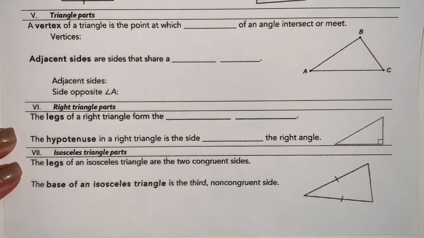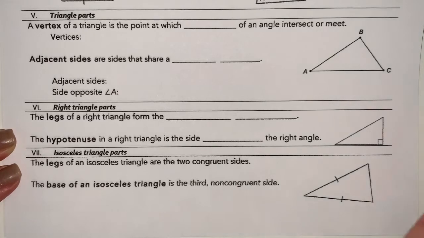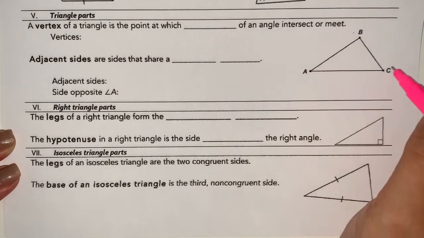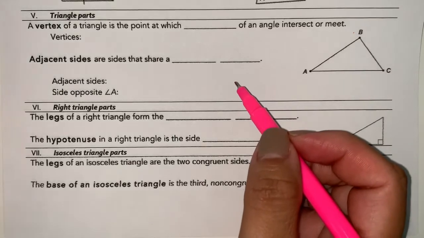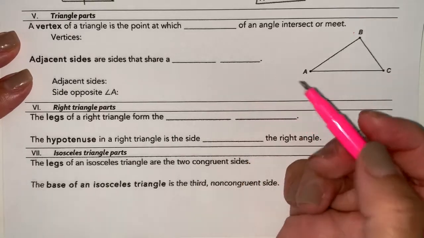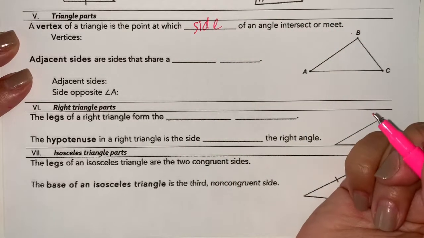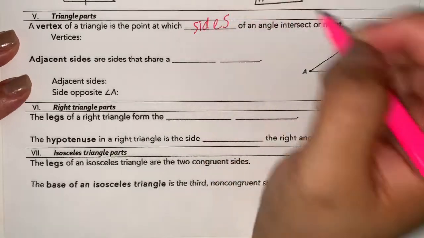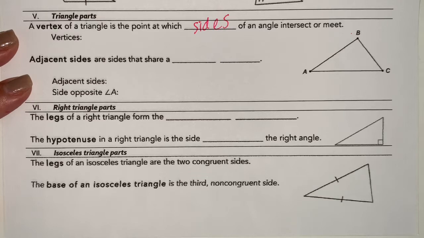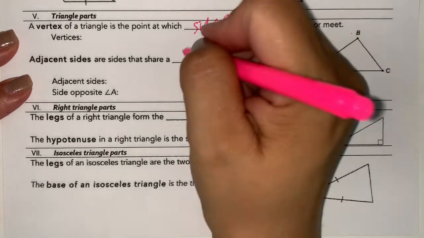Now we're going to look at triangle parts. Remember, the definition of a triangle is a polygon with 3 segments that are joining non-collinear points at a vertex. So I have triangle ABC. Now, the vertex of a triangle is a point at which the sides of an angle intersect and meet. And then next you have adjacent sides, which are sides that share a common vertex.